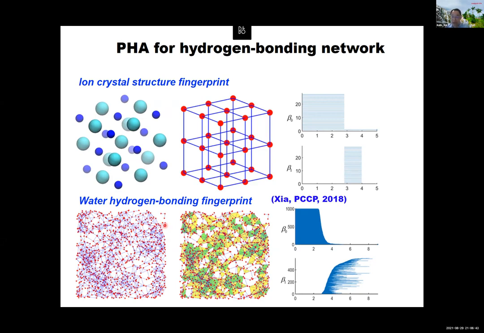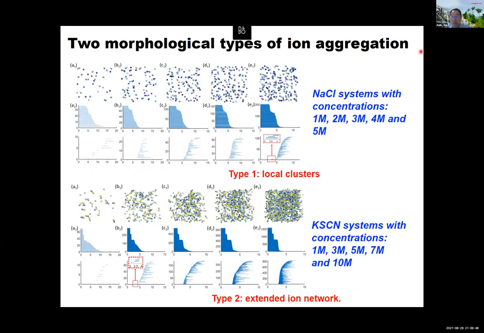To check for some patterns, we tried some molecular dynamics simulations. We analyzed two systems. One is called the sodium chloride system, and another one is KSCN. So basically two types of ions.